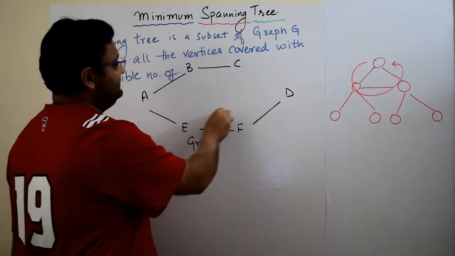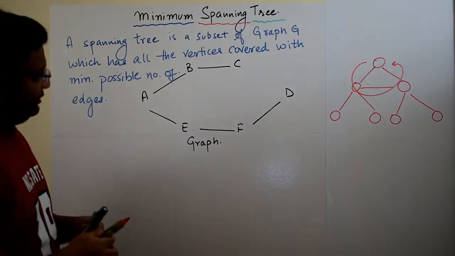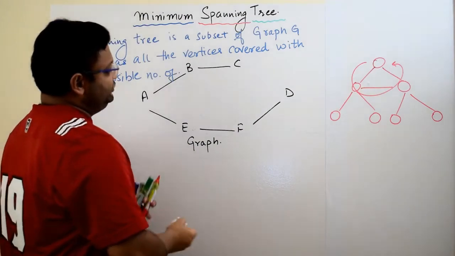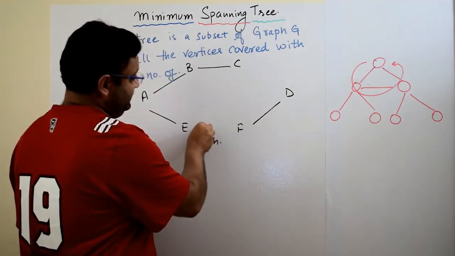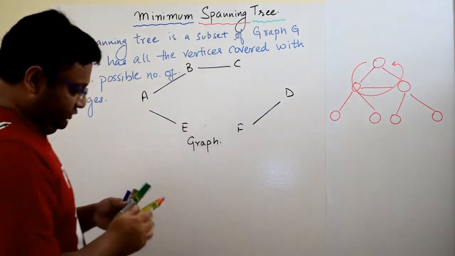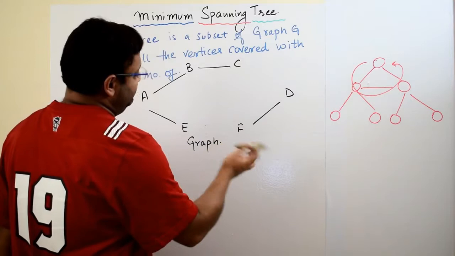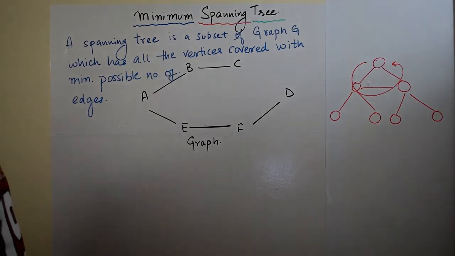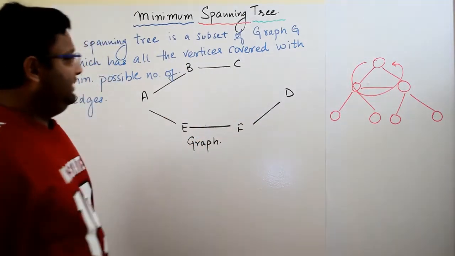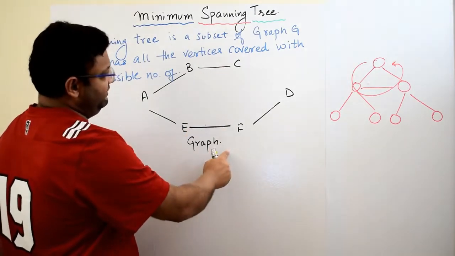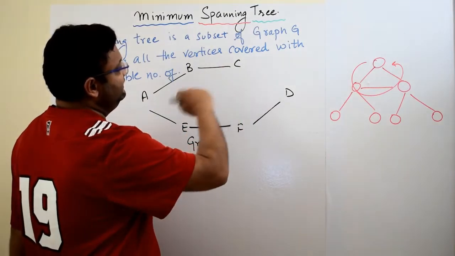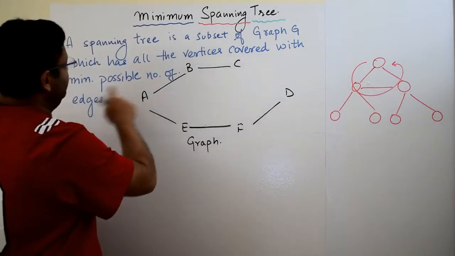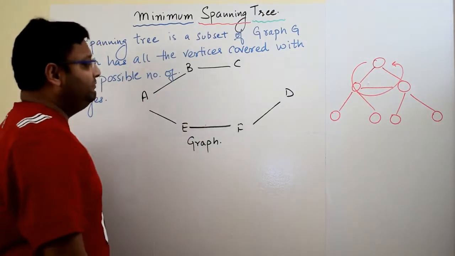Now you can see there is something very peculiar. This graph is just connected, right? Now if we try to remove any edge, for example, let's say I removed this edge, the graph will become unconnected. You cannot reach from E to F. So it means I have to keep this edge. Visually looking, what I can say is that this graph is basically a subset of graph G, right? Why is it a subset? Because it has all the vertices, correct? And still it is a connected graph and has all the vertices covered with the minimum possible number of edges. So this is the minimum number of possible edges.